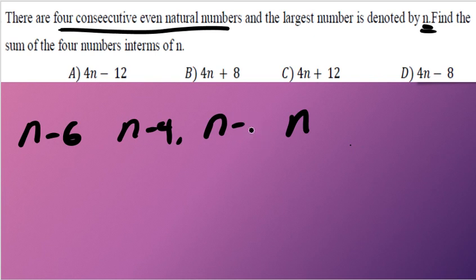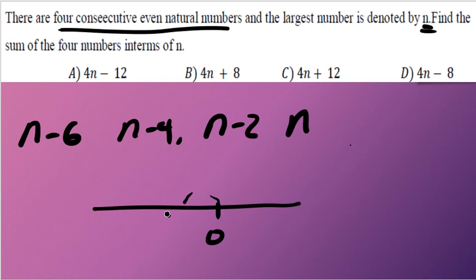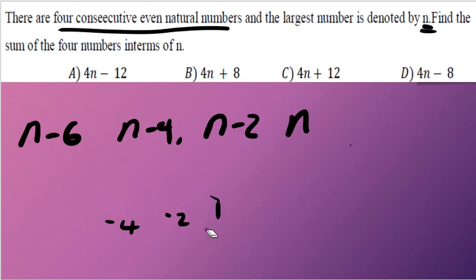Going back 2 units. For example, on a number line, if you have 0 here, what is the even number back, to the left side? Negative 2 is there, and again negative 4, again negative 6. So we are going 2 units backward to the left side. It's decreasing, because the largest of the even numbers, he says, is n. That means the others are the previous ones.